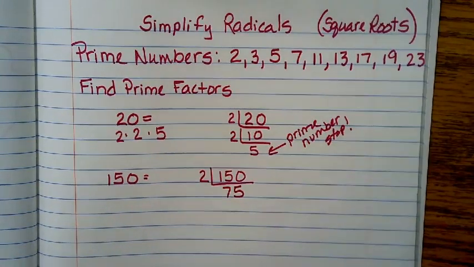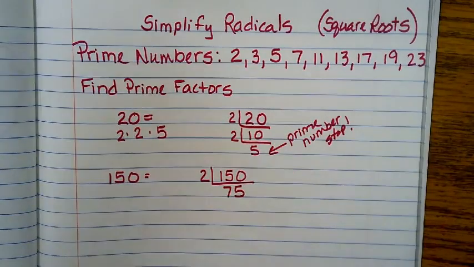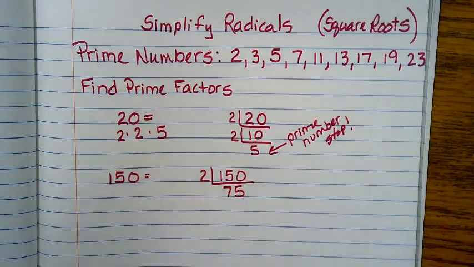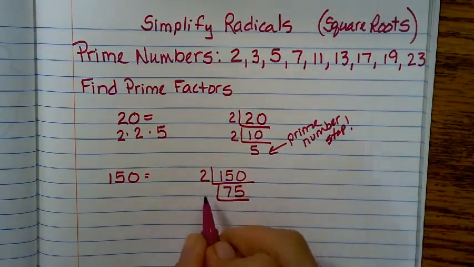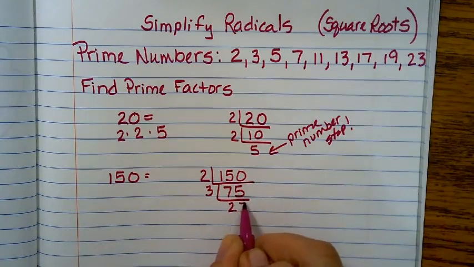No, it comes up with a decimal, right? So then we're going to go to our next prime number. What's our next prime number? 3. So is 75 divisible by 3? Yeah. Okay, so we're going to do 75 divided by 3 is 25.